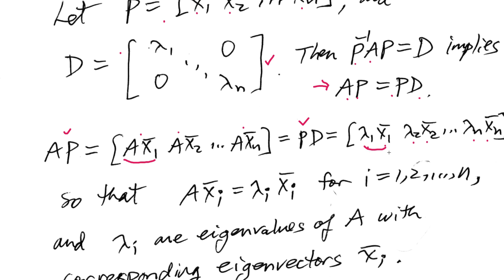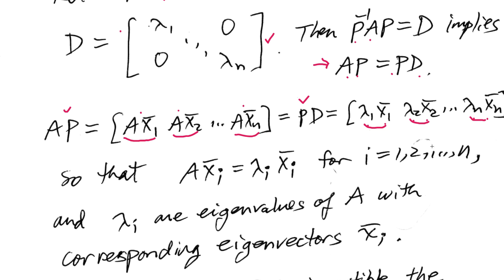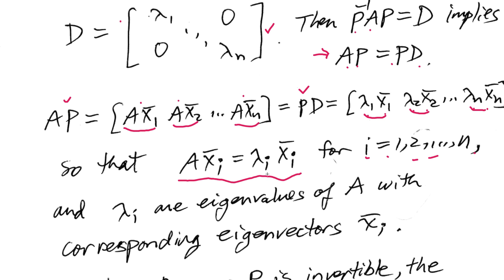Lambda 1 times x sub 1 bar, okay? And then A x sub 2 bar should be lambda 2 times x sub 2 bar, and so forth, all the way down to the nth vector there at the end. A times x sub n bar is lambda sub n x sub n bar, okay? So what we really have is that A times x sub i bar is lambda i times x sub i bar for i equals 1 to n. In other words, for all of them. Well, this is what we mean by eigenvectors and corresponding eigenvalues.